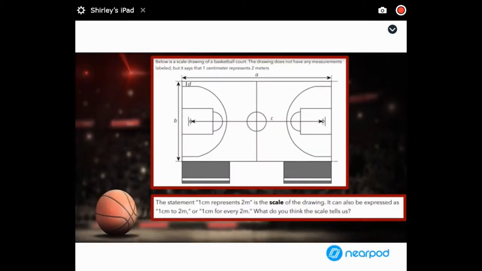So now you're going to see a basketball court. It says below is a scale drawing of a basketball court. The drawing does not have any measurements, but it does say that 1 centimeter represents 2 meters. So this is your example of a scale drawing.